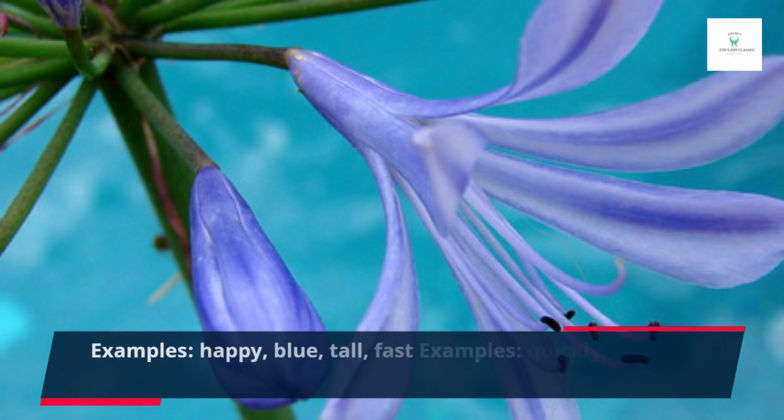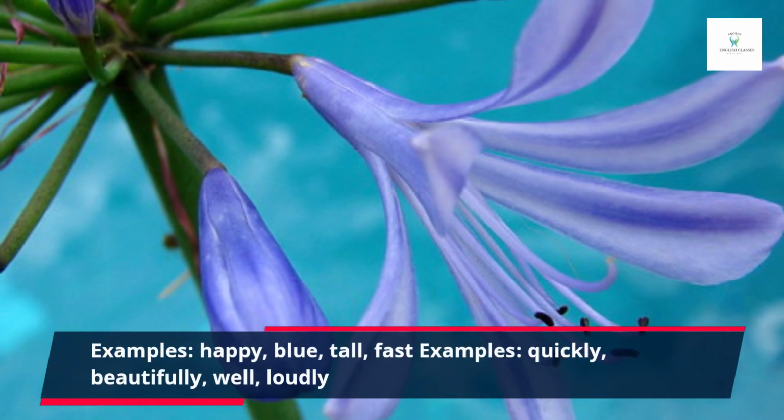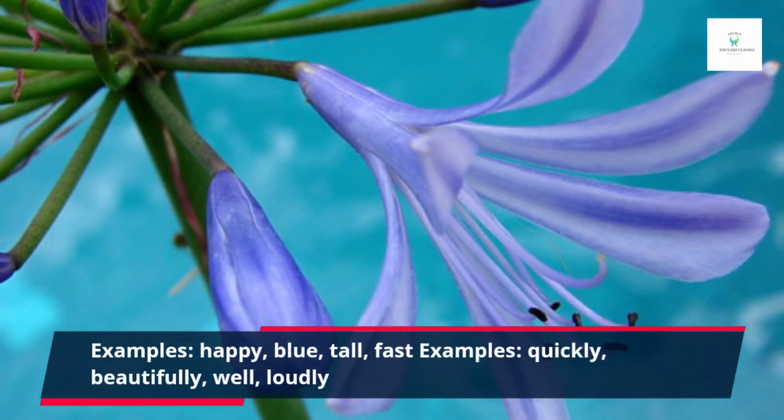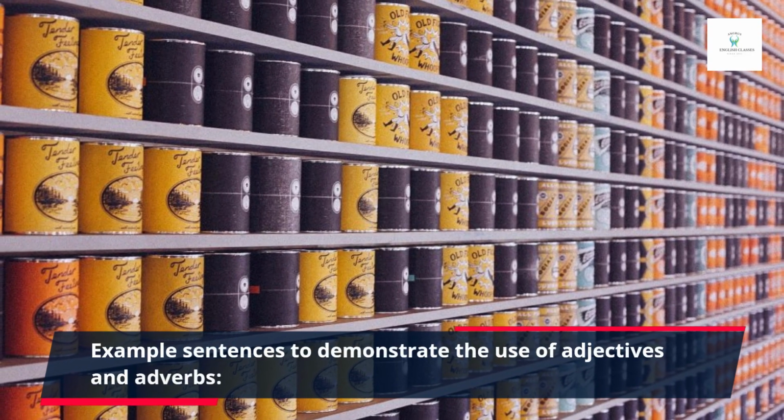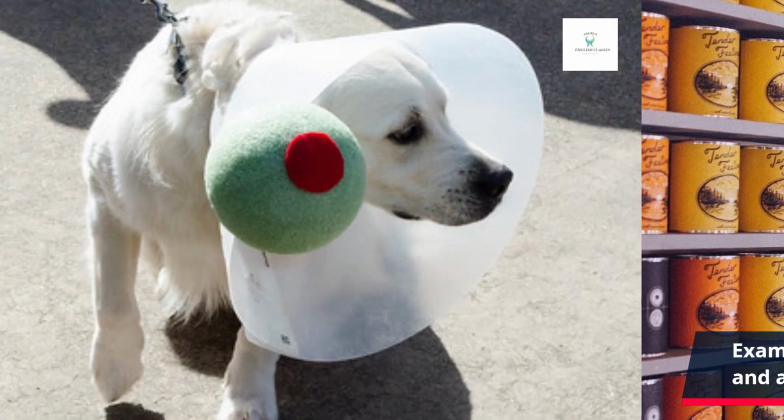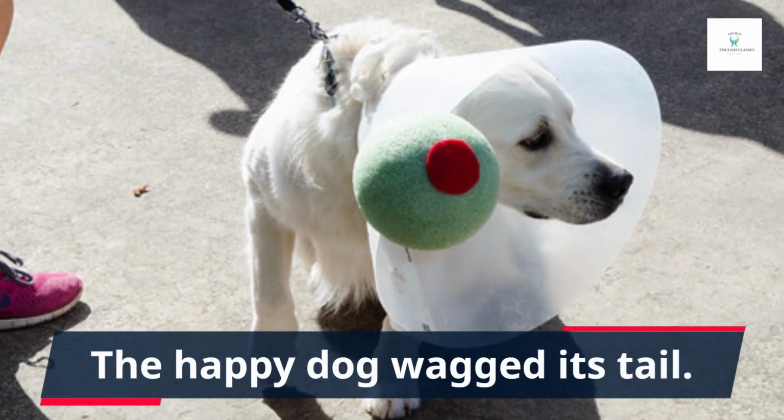Examples of adjectives: happy, blue, tall, fast. Examples of adverbs: quickly, beautifully, well, loudly. Example sentences to demonstrate the use of adjectives and adverbs. The happy dog wagged its tail.